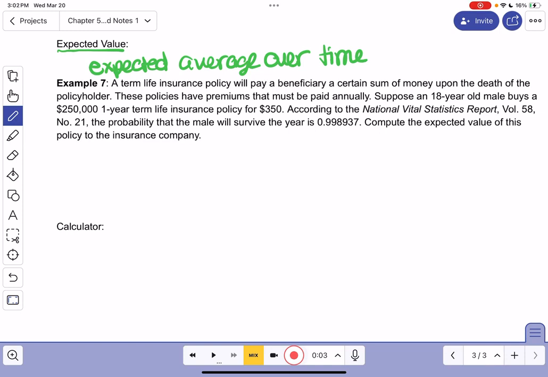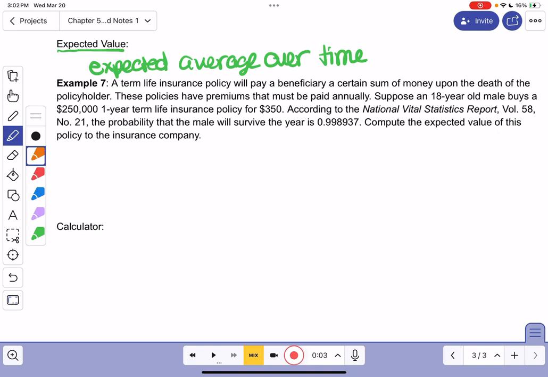Over time, you're going to win some, you're going to lose some. What would be your average winning per game? That's expected value. So let's look at this in real life. Insurance. A term life insurance policy will pay a beneficiary a certain sum of money upon the death of the policyholder. So if I die, someone gets the money. These policies have premiums that must be paid annually. So every year you pay the insurance company this money.